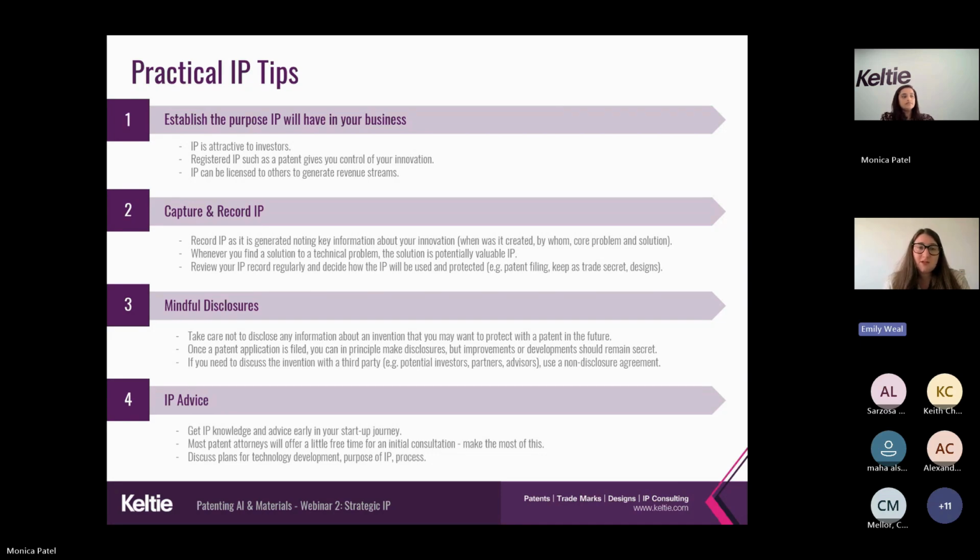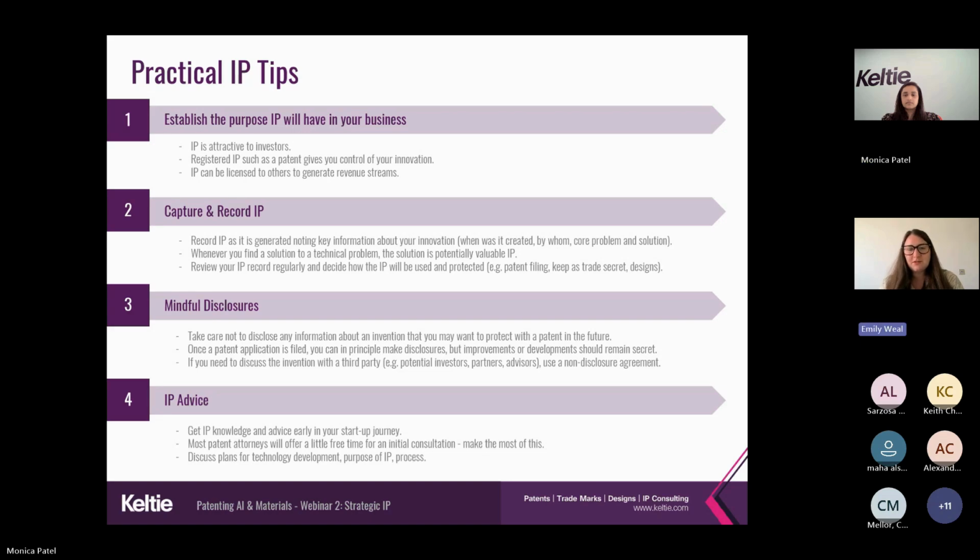This is something that's good, even if you're not actually going to be filing patent applications. Making a proactive, positive decision to do that and still being aware of the IP that you have is really important. IP in all its forms, whether that's a patent or something else, is attractive to investors. Knowing what your IP is and what you're doing with it is a good sign to potential investors.